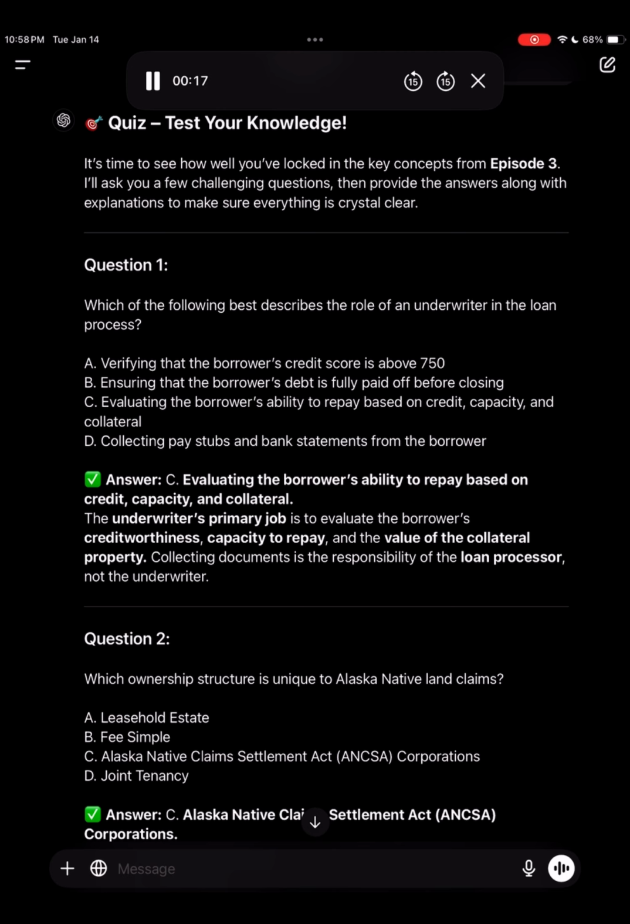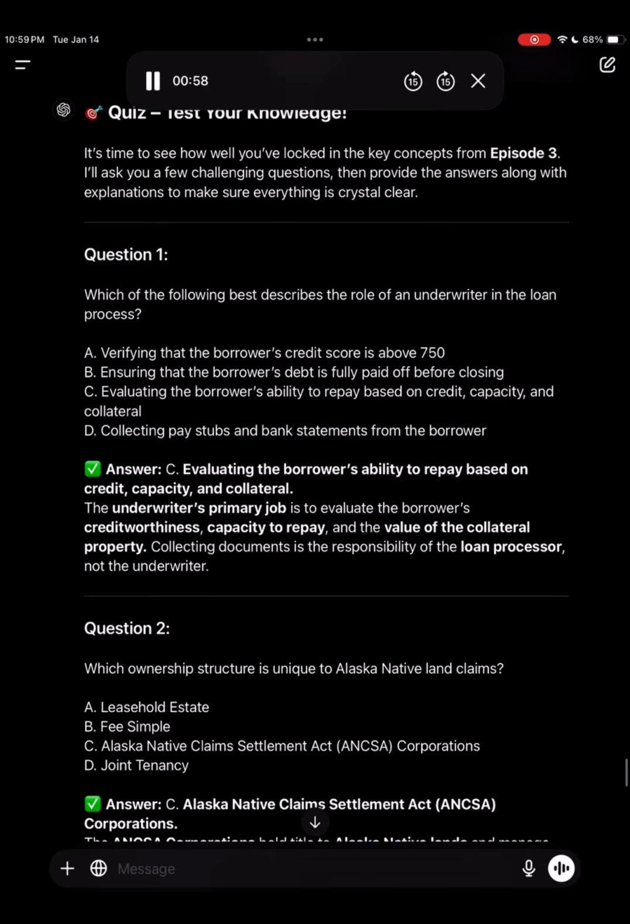Question 1. Which of the following best describes the role of an underwriter in the loan process? A. Verifying that the borrower's credit score is above 750. B. Ensuring that the borrower's debt is fully paid off before closing. C. Evaluating the borrower's ability to repay based on credit, capacity, and collateral. D. Collecting pay stubs and bank statements from the borrower. Answer C. Evaluating the borrower's ability to repay based on credit, capacity, and collateral. The underwriter's primary job is to evaluate the borrower's creditworthiness, capacity to repay, and the value of the collateral property. Collecting documents is the responsibility of the loan processor, not the underwriter.